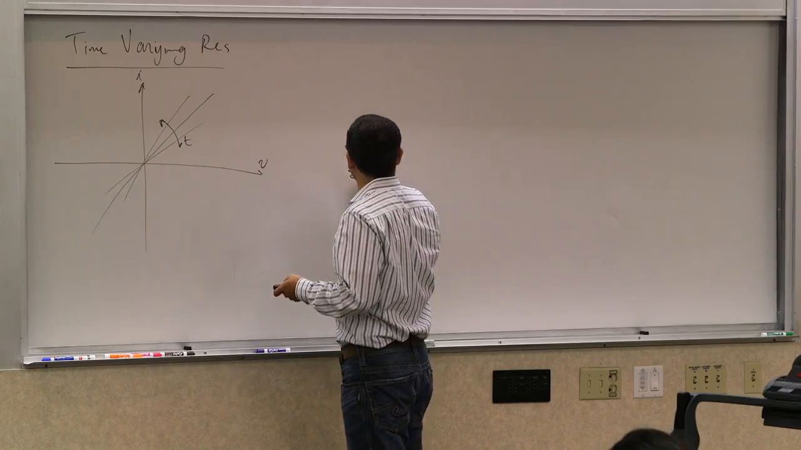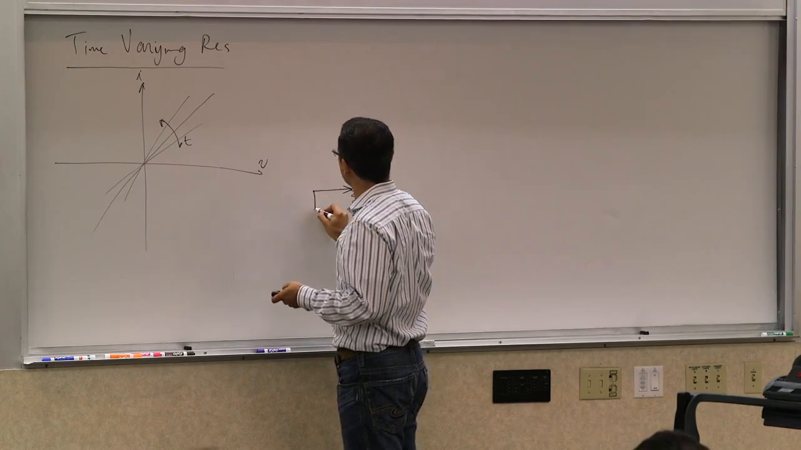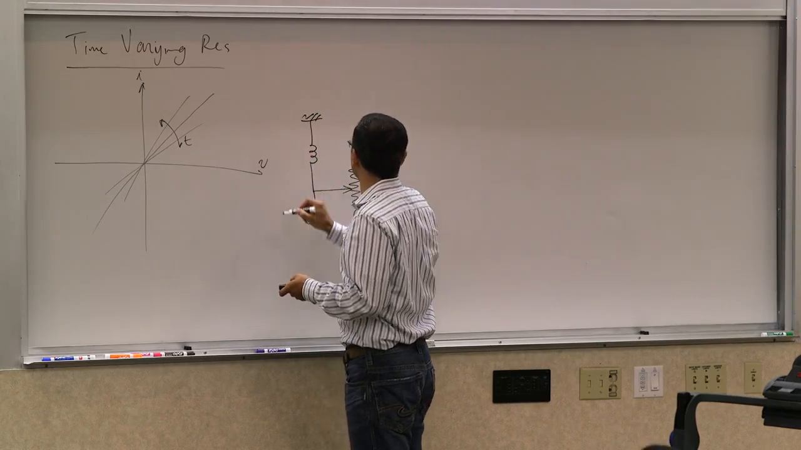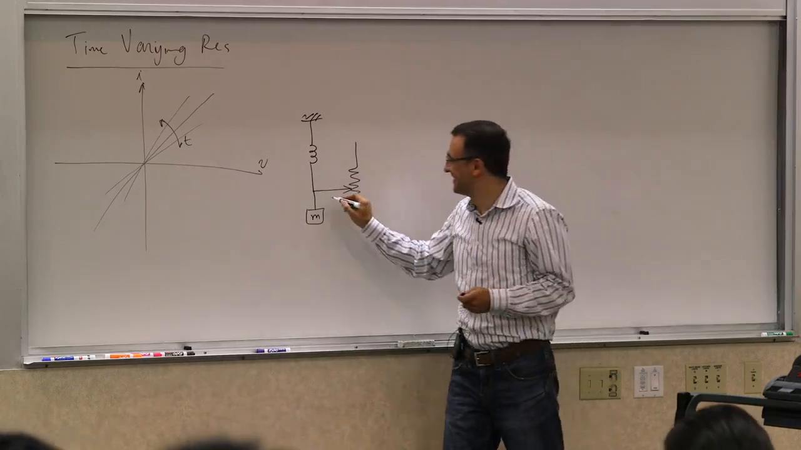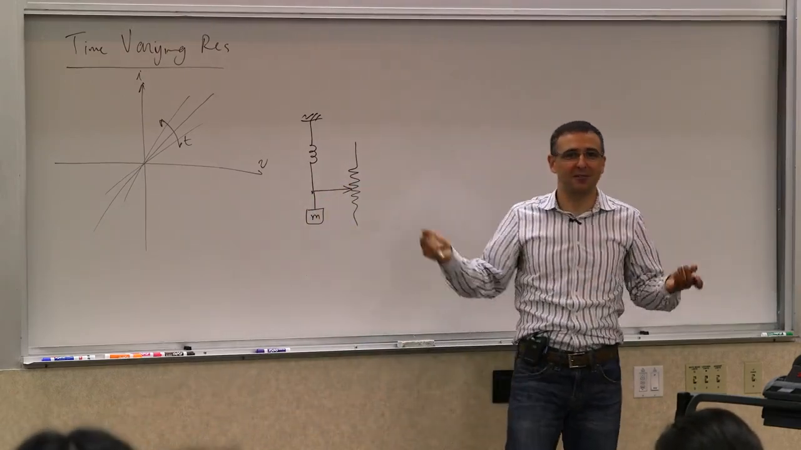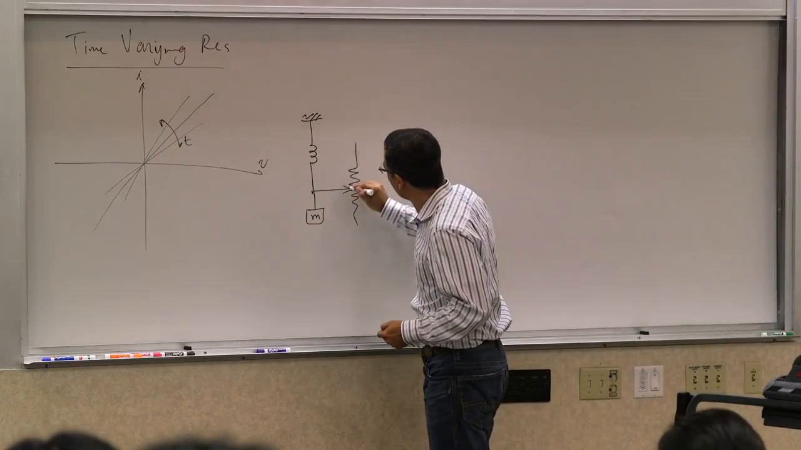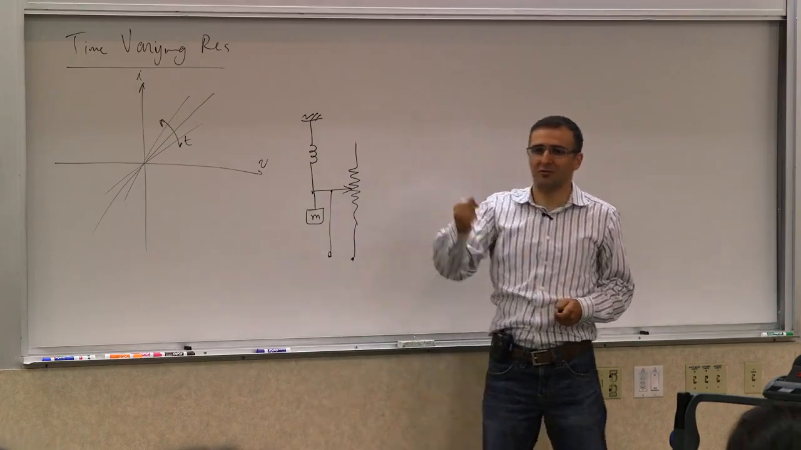A simple example is that let's say you have a variable resistor, right? And you attach this to a mechanical mass and spring and attach it to something, and then you start letting this go up and down, right? It just moves up and down, and it's a time-varying resistor. The resistance between this node and that node changes with time.